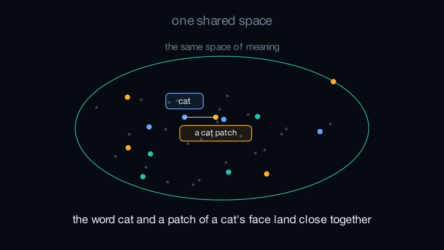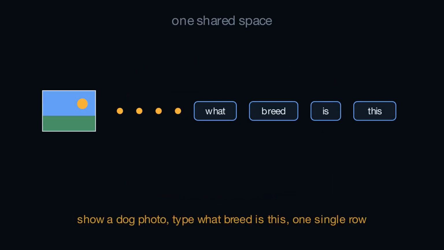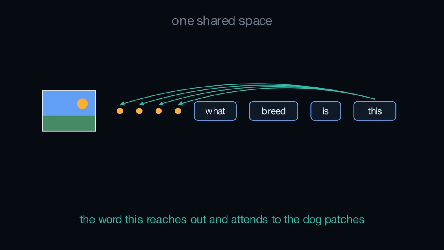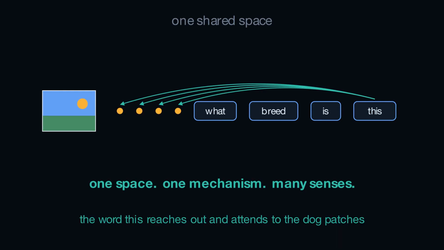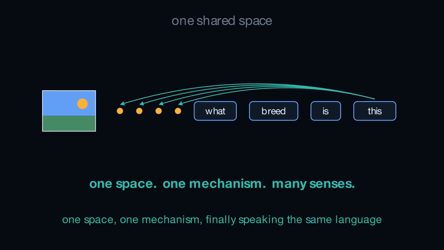Which means when you show it a photo of a dog and type "what breed is this?", the image points and the word points line up side by side in one single sequence, and the very same attention you already understand lets them reach across and reference each other. The word this physically reaches out and attends to the patches of the dog. One space, one mechanism, many senses, finally speaking the same language.